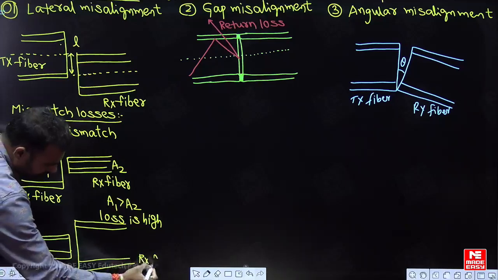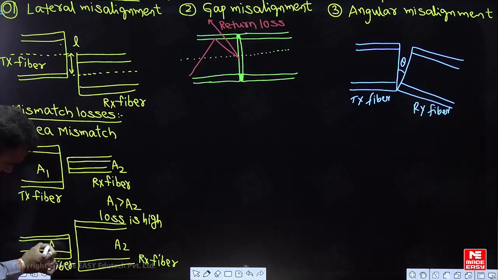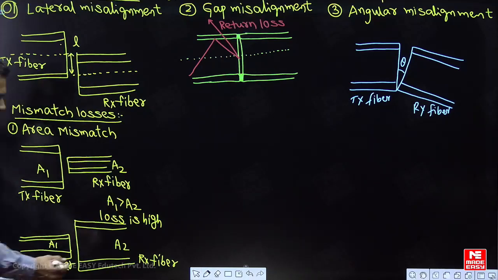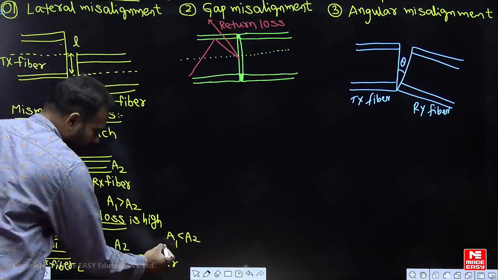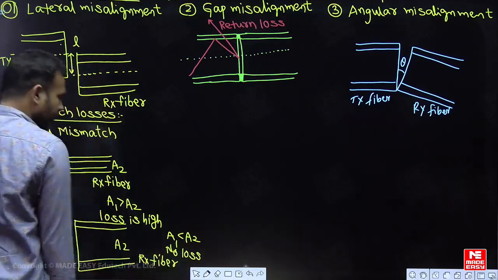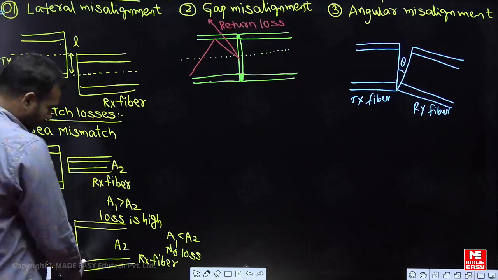This is your receiving fiber. Your receiving fiber area is equal to A2. Your transmission fiber area is equal to A1. So, the condition I have written here is that A1 is going to be less than A2. When A1 is less than A2, there is no loss. But when A1 is greater than A2, the loss is very, very high. There is no loss when A1 is less than A2.